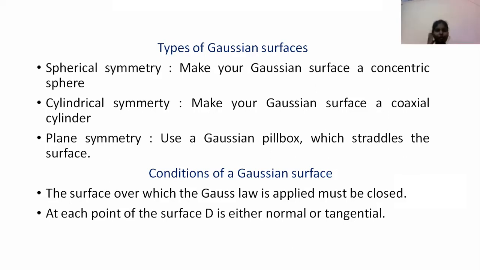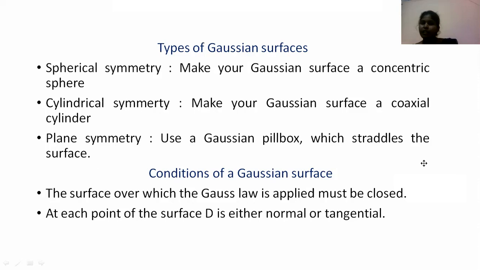So these are the types of Gaussian surfaces, and the conditions for the Gaussian surface over which the Gauss law is applied must be met. So wherever you are considering the surface to find the electric field using Gauss law, that imaginary surface has to be used. And at each point of the surface, the displacement vector, which is nothing but D is epsilon naught E, the permittivity into the electric field, is either normal or tangential.